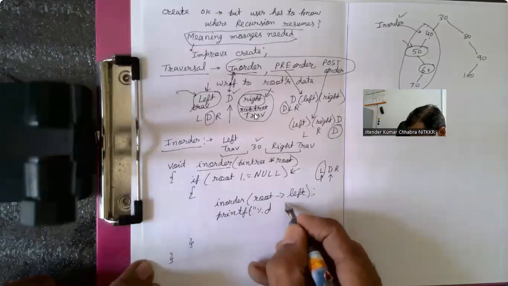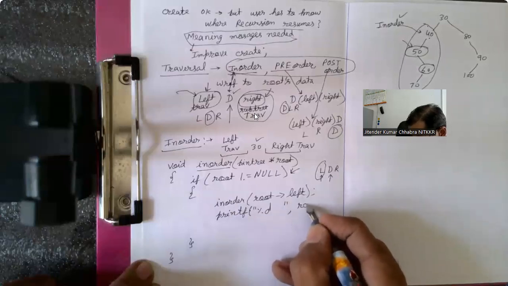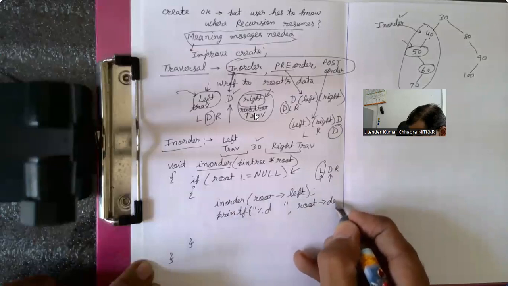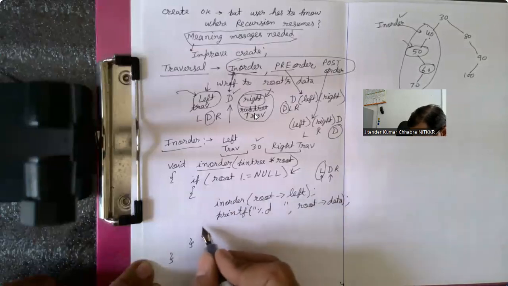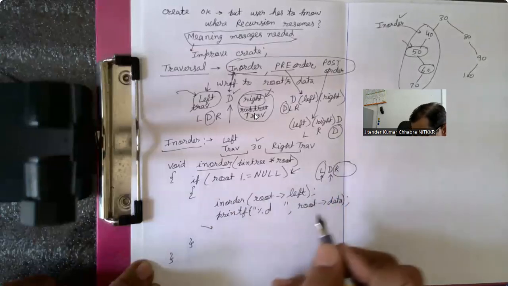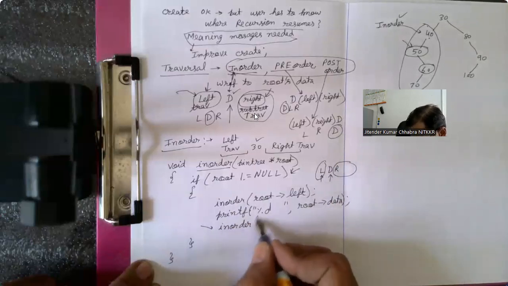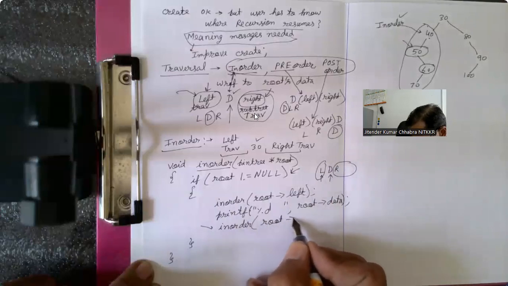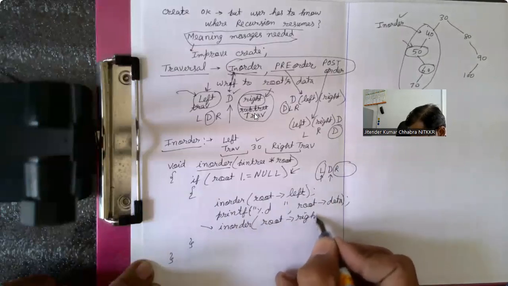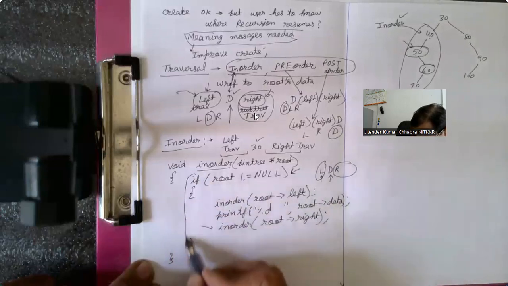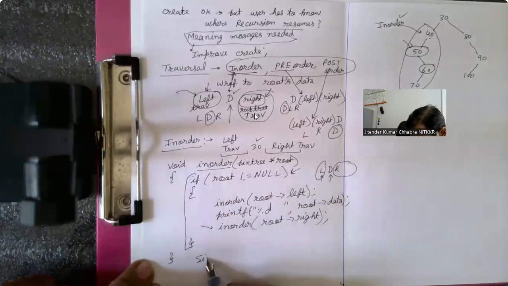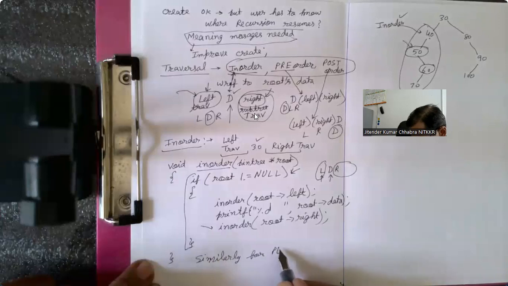%d and some space. If you want to print, you can print root arrow data. Then what next? Right traversal. Traversal means inorder function call, and right side means root arrow right. So traversal becomes very easy and function over. Similarly, we can see for others also. For pre and post also, it will be a similar process.